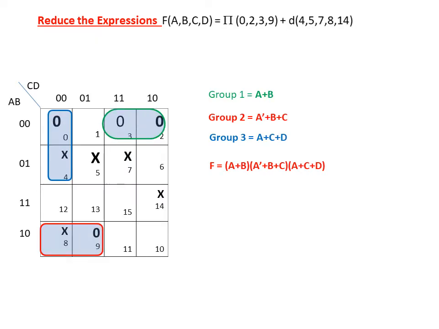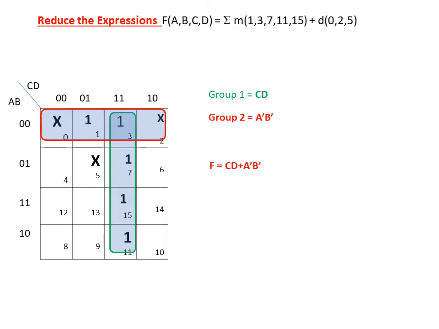Now for the POS grouping, we made 2 cell groupings: these two, these two, and these two cells. So the answer for this one is A plus C plus D, and for this one A plus B plus C dash. For this expression, A dash plus B plus C.